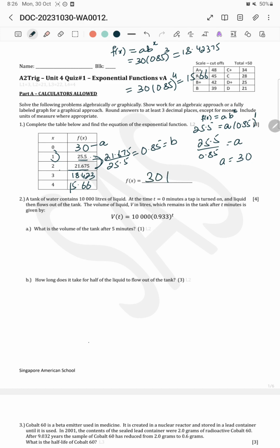f of x is equal to 30 into 0.85 to the power x. A tank of water contains 10,000 liters of liquid. At time t equals 0 minutes, a tap is turned on and liquid then flows out of the tank. The volume of the liquid V in liters which remains in the tank after t minutes is given by V of t is equal to 10,000 times 0.933 to the power t. So we need to find what is the volume in the tank after 5 minutes. So just put 5 instead of time.